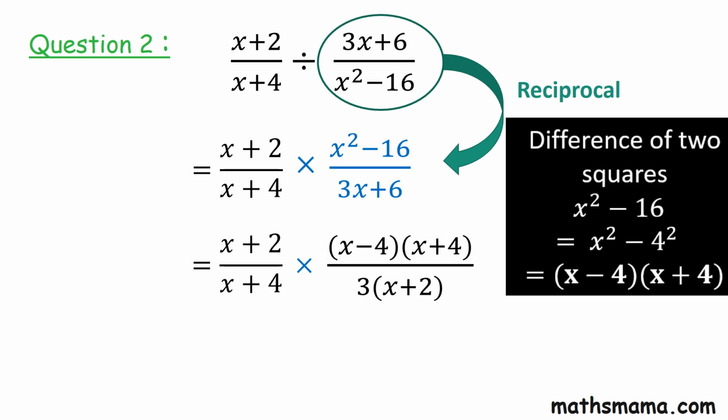So here we see some common factors. You can cancel off the common factors. x plus 4 is a common factor. And again, what else? x plus 2 is a common factor. So we can cancel off easily. And in the final step, we can simply multiply all the remaining numerators separately and all the denominators separately. So 1 times x minus 4, you get x minus 4. 1 times 3, you get the answer 3. And the final answer is x minus 4 over 3.